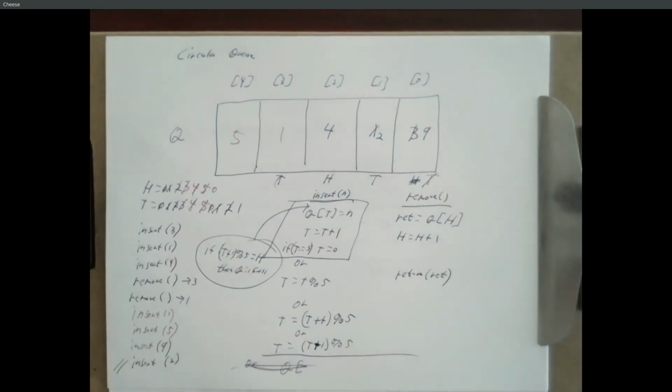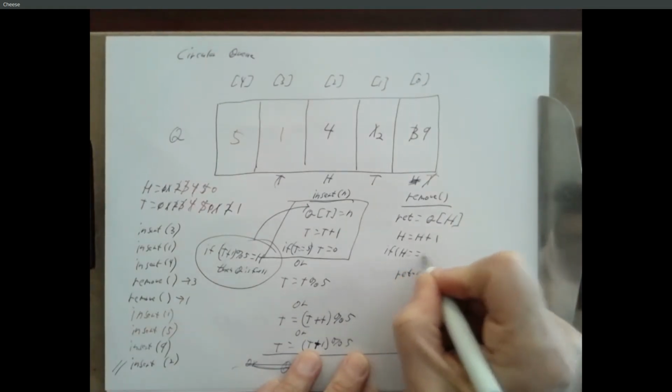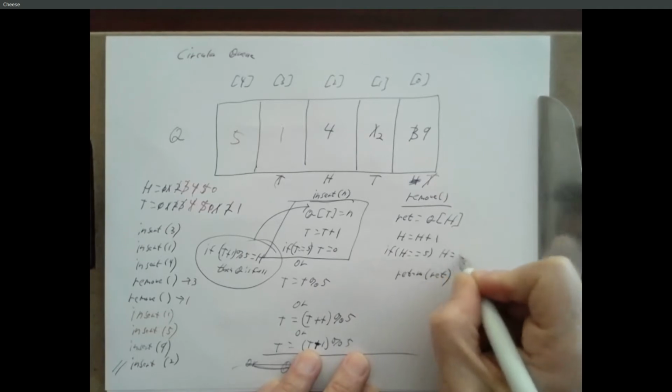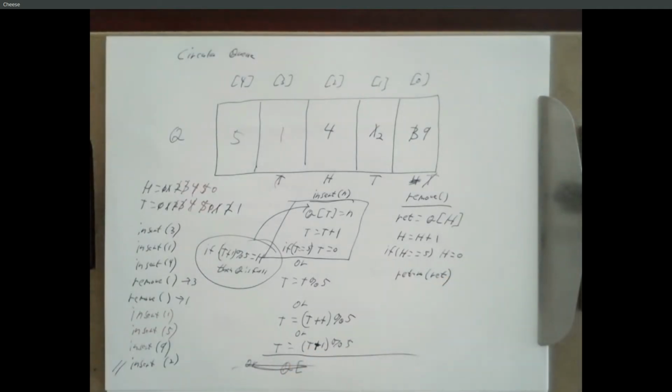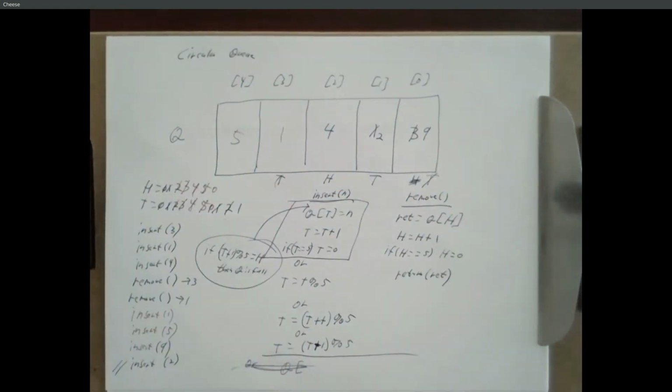So same thing in removal. If h equals 5, h equals 0. So both the head and tail are moving in this direction, and they get to roll back over to the beginning. So there's pseudocode at 3 lines for insert and remove.